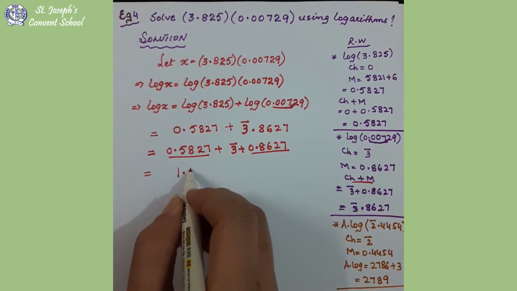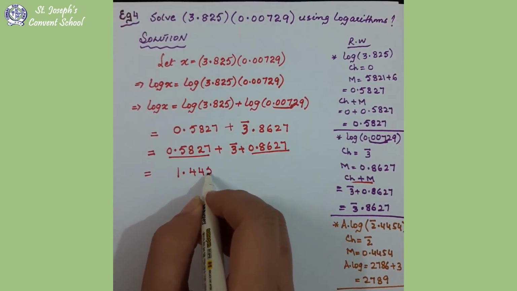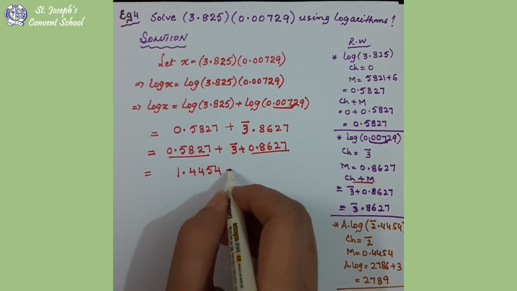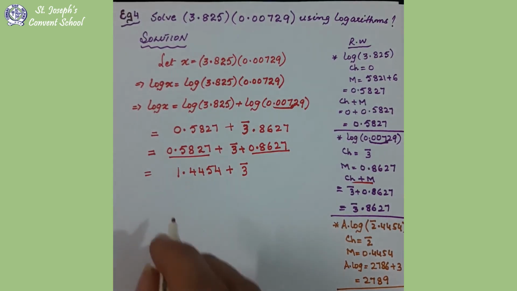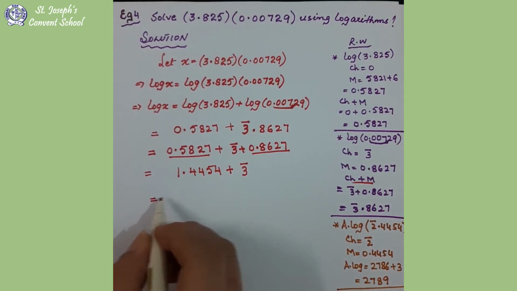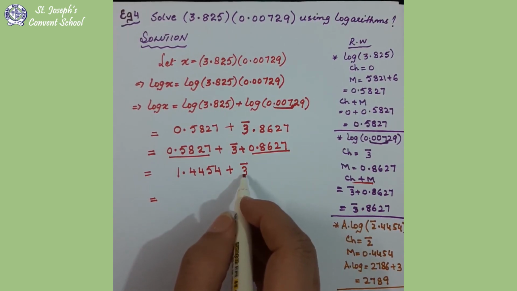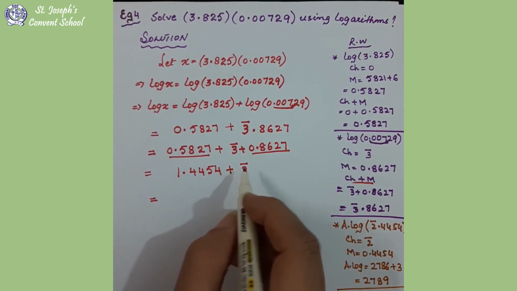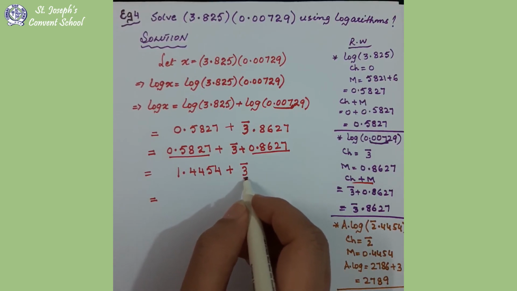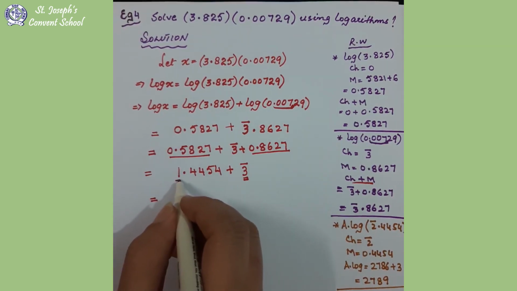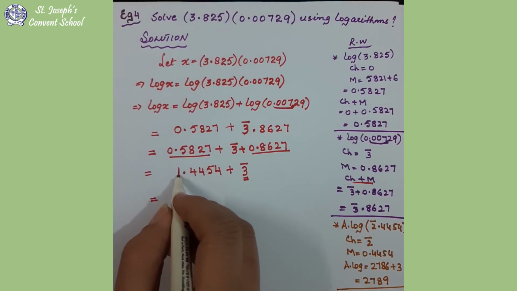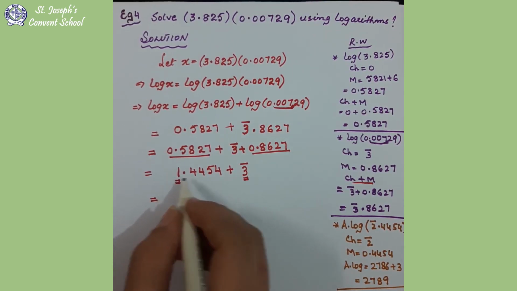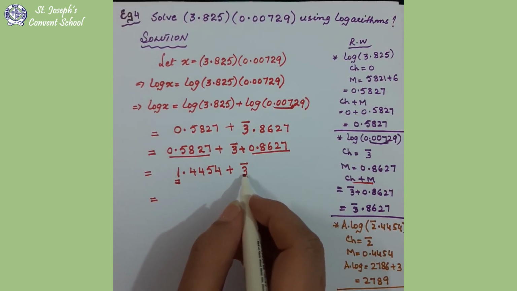You will get 1.4454, and this you will write as it is, plus bar 3. Now when a bar is given, what do we do? Bar means minus 3. Okay, bar means minus 3. What we'll do, we will solve this bar 3. This is the integral part actually. This integral part and this integral part. Don't solve this whole number, just the integral part, the number before the decimal, 1 and this bar 3. So you will subtract these two.